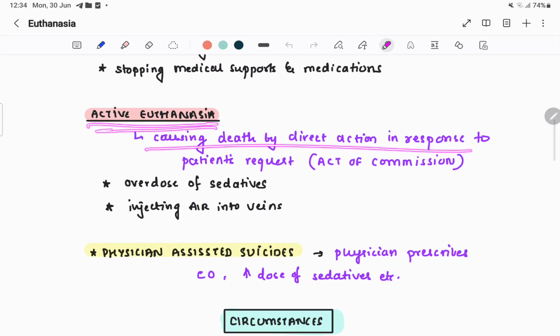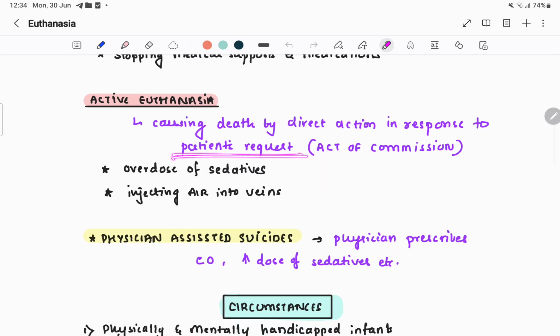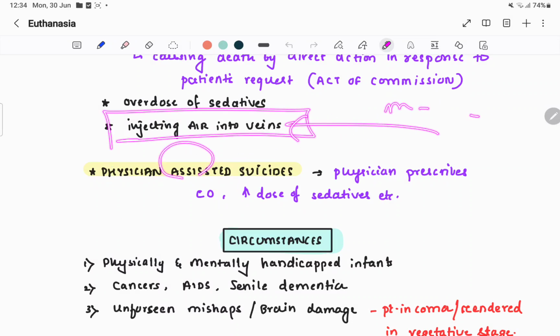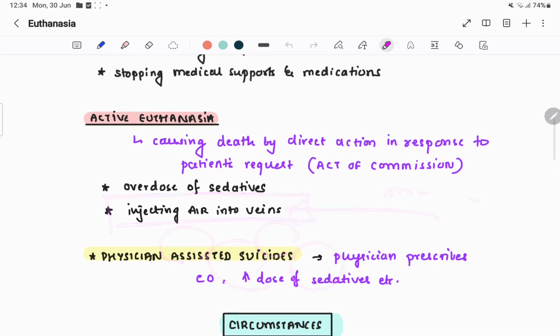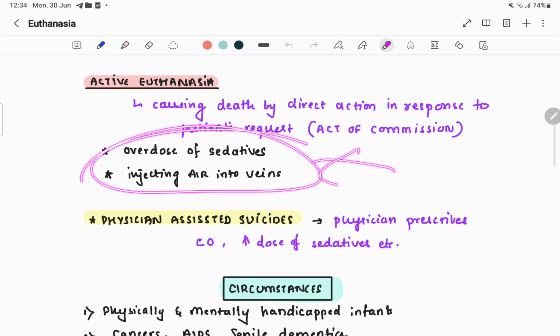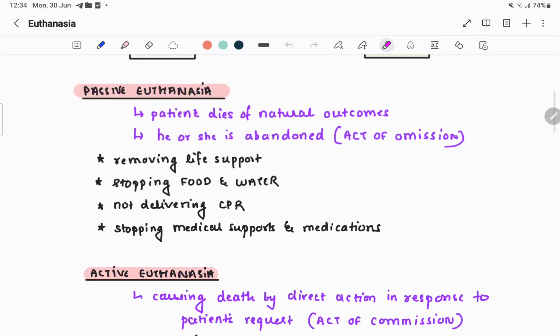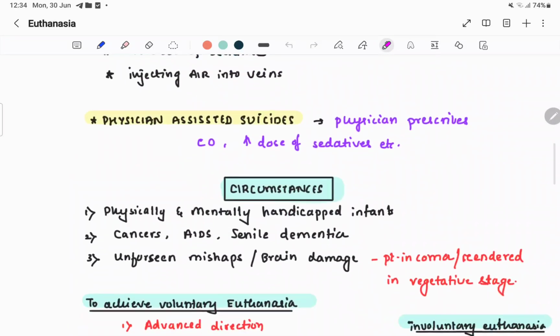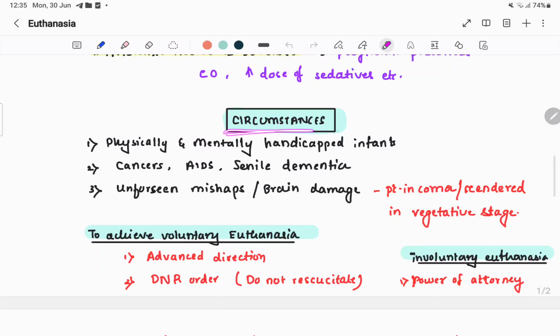Active euthanasia is causing death by direct action in response to the patient's request. It is an act of commission: sedative overdose, morphine overdose, heroin overdose, injecting air into veins called air embolism, and death. Again, this is the patient's wish. The patient has asked you to kill him so that he can be liberated from suffering or incurable pain. Physician assisted suicide is due to carbon monoxide, sedative overdose, which you can prescribe, right?